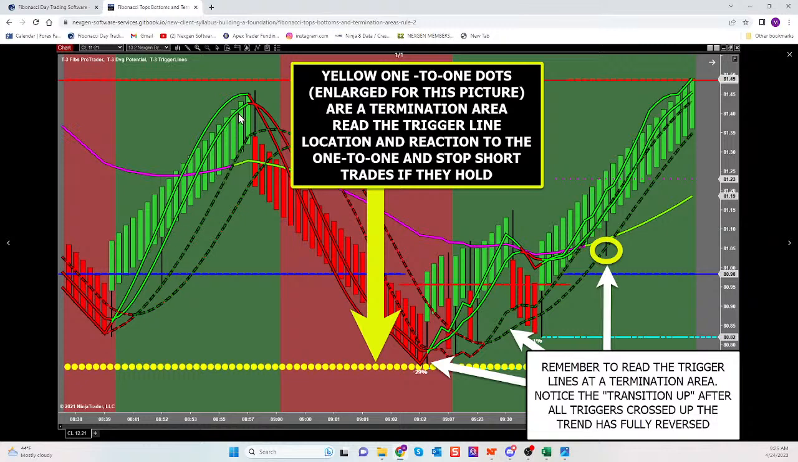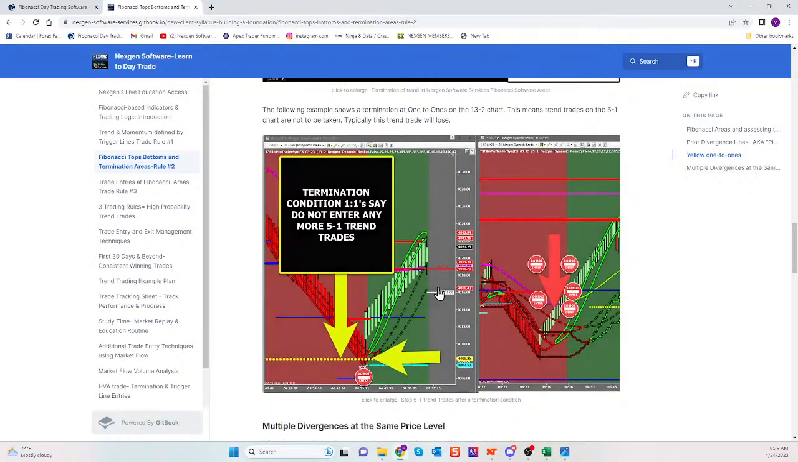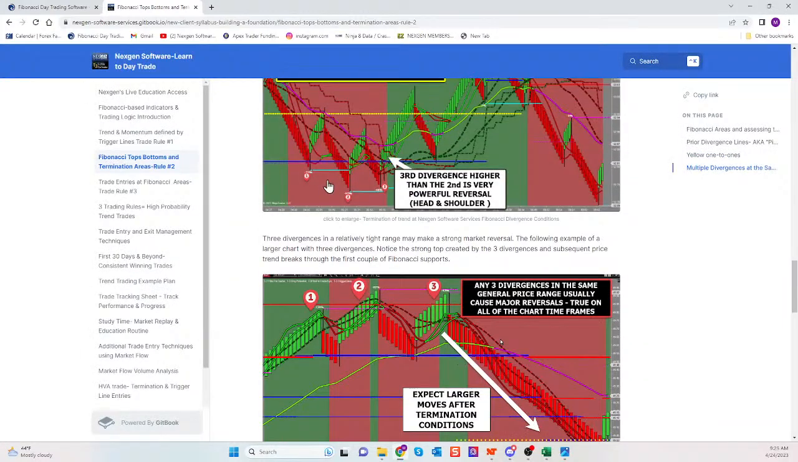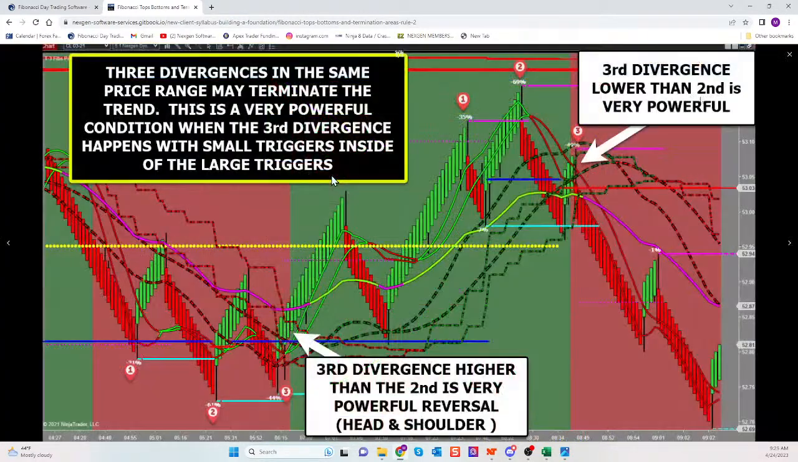Or we have odds favorable momentum, everything says up, and that market ends up going down. This final termination condition is going to help you identify, on a smaller, faster chart, on that 5-1 chart, that change happening. And this is the only termination condition that I'm looking for really on a 5-1 chart. And it's 3 divergences in the same price range. It may terminate the trend.